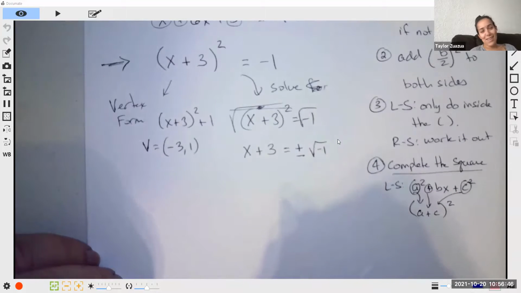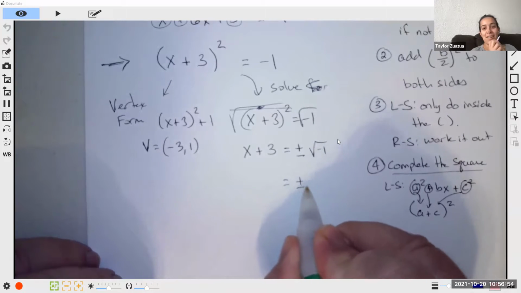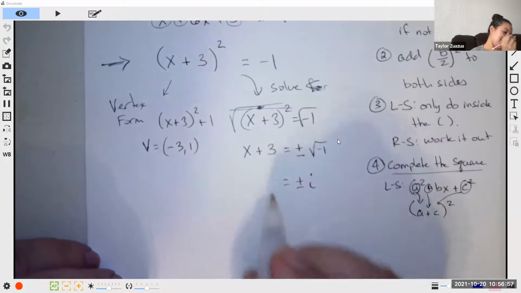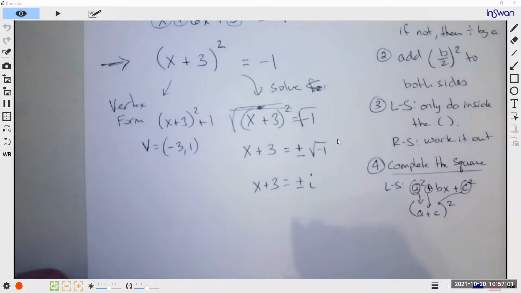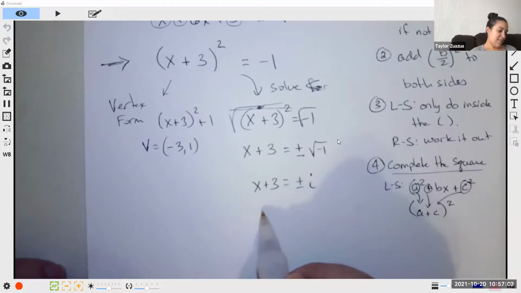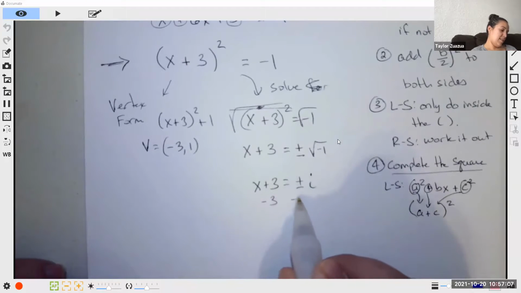I was gonna ask a random question: because it's the square root of negative 1, would it be i? There you go, very good. That's exactly what it would be. So x plus 3 equals plus or minus i.